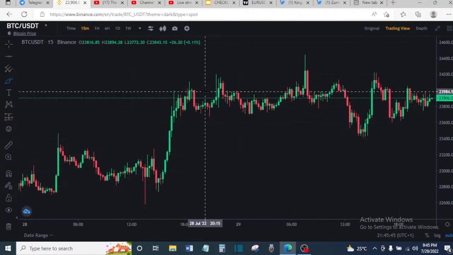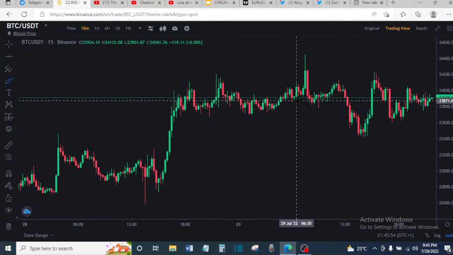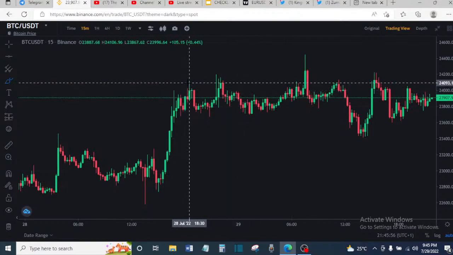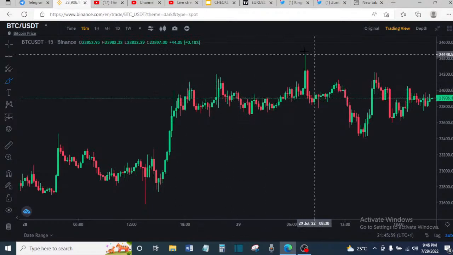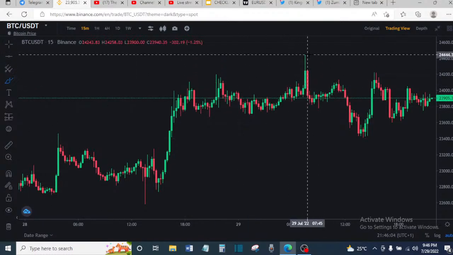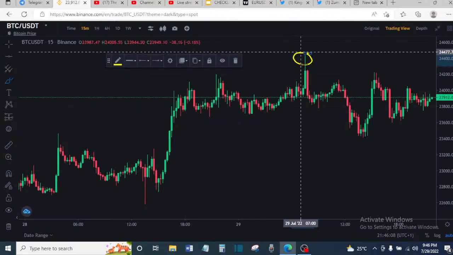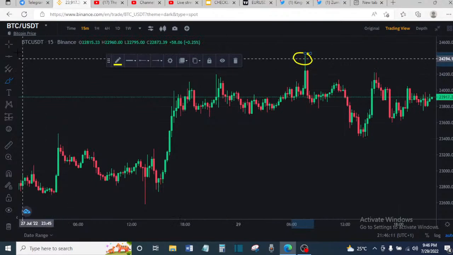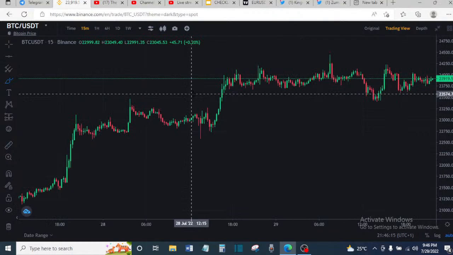I was telling you yesterday that you need to wait for the structure. Now, how do I know that price can likely get to this point here? That is part of the strategy. There are some things that you need to know in this strategy. Now I will show you how I knew that price can get to this point.